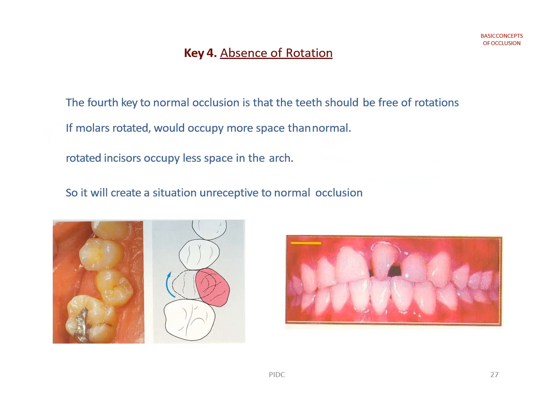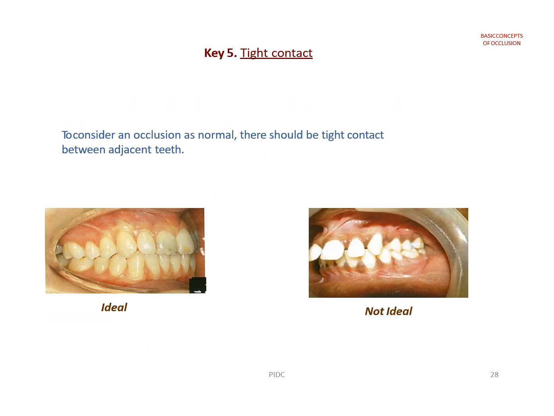Next key is absence of rotation. The fourth key to normal occlusion is that the teeth should be free of rotations. That means when the teeth are rotated, they acquire more space, as you can see in the picture. Imagine you tilting this tooth. Don't you think there will be 1 or 2 mm of space left here? So an optimal occlusion should have absence of rotation.